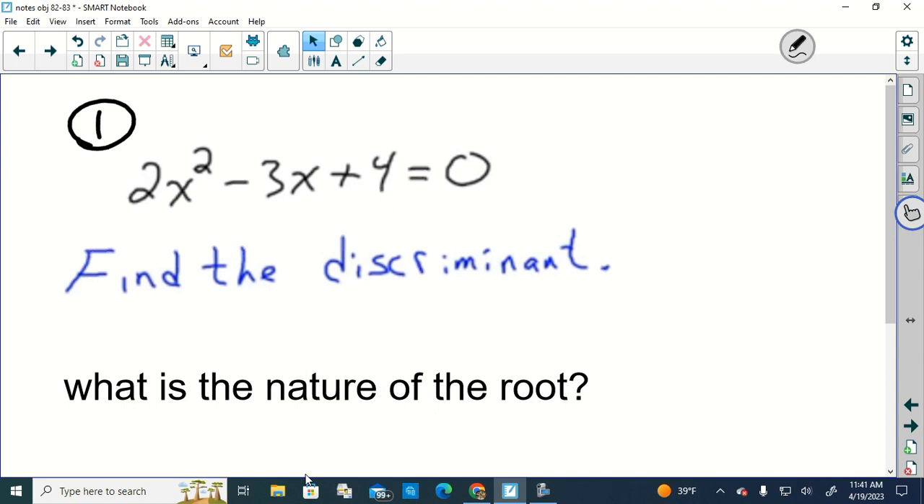Okay, so we're going to do both of them. Sometimes, most of the questions they only ask you one or the other. But we're going to practice both of them so you know how to answer it. So if I'm finding the discriminant, I'm using that formula.